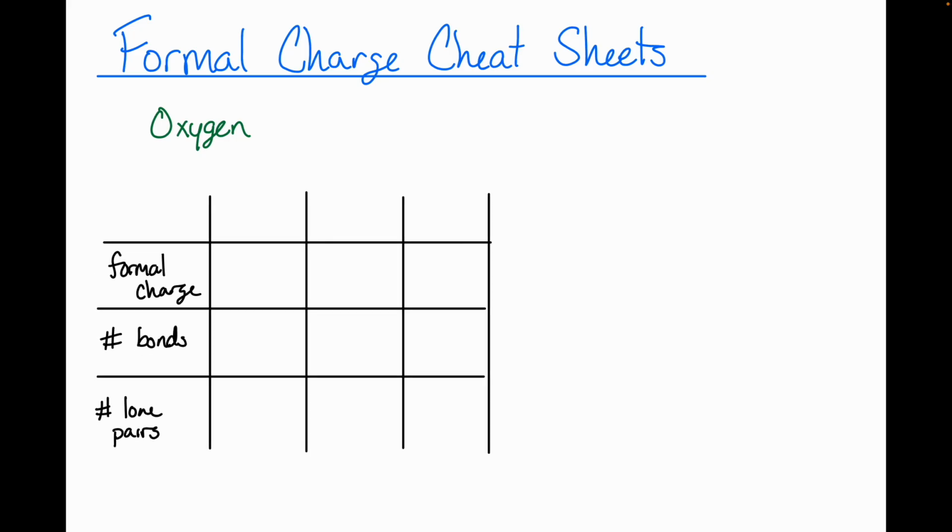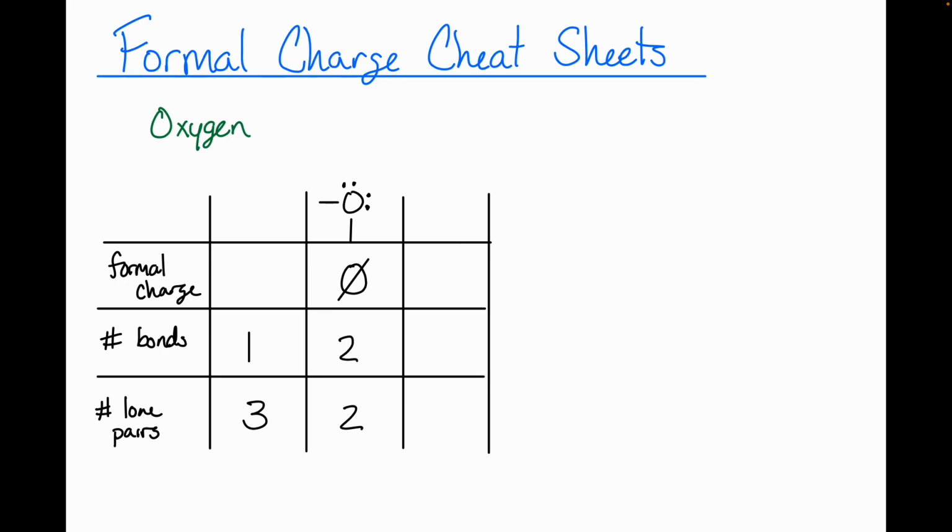Well, the first one is what we've already discussed: when it has 2 bonds and 2 lone pairs. That's in its most stable state, meaning that that oxygen has a formal charge of 0. So let's just draw a little picture up at the top. Our oxygen with its 2 bonds and its 2 lone pairs. Now I'm going to take one of those bonds away, and I'm going to replace it with a lone pair.